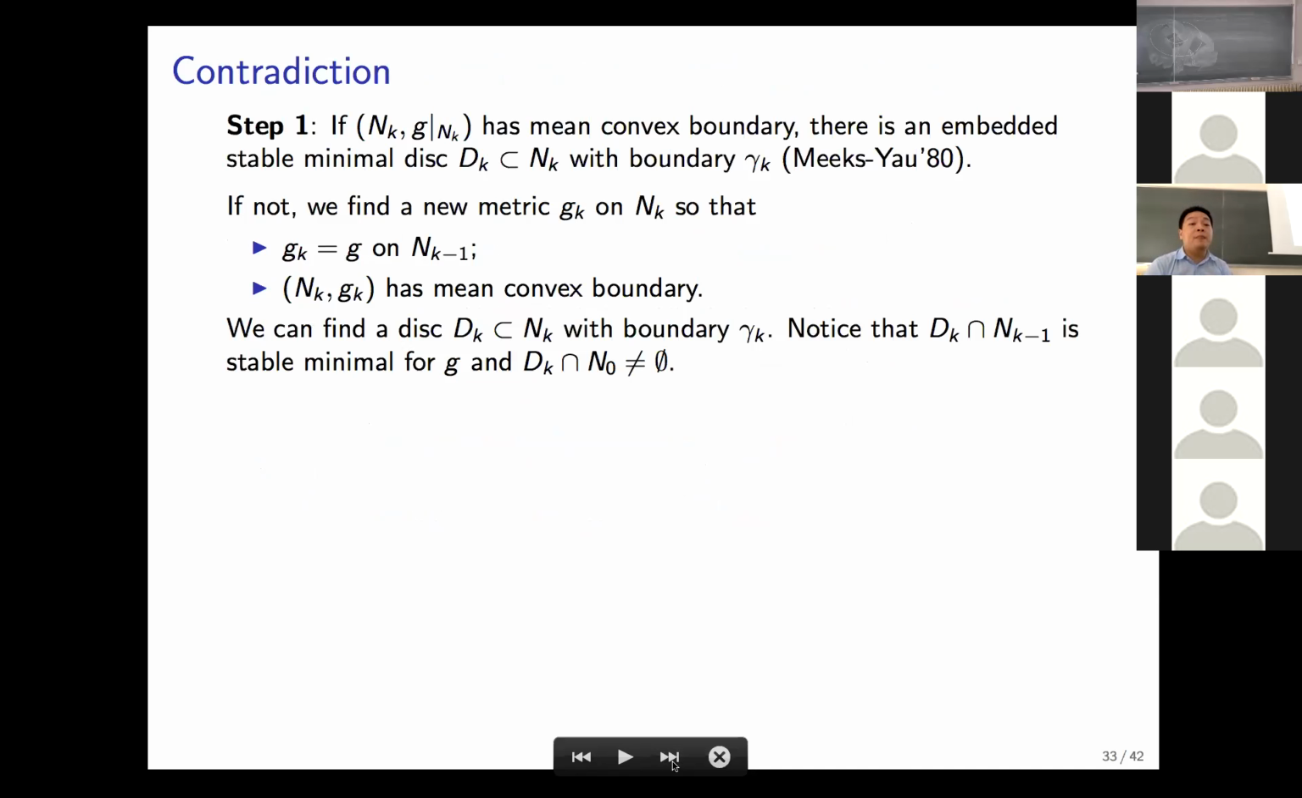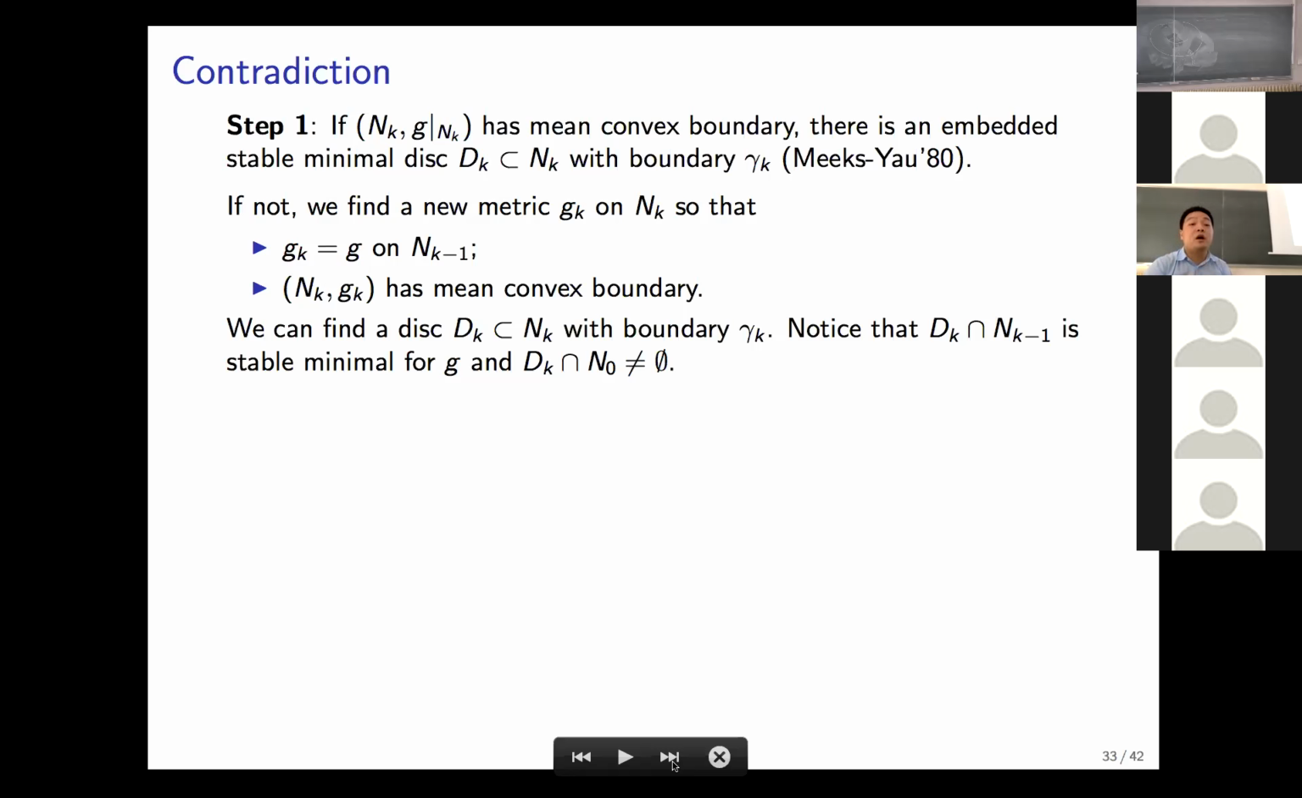If the metric g restricted to NK has a mean convex boundary, where mean convex boundary means the mean curvature of the boundary is non-negative, then we can find an embedded stable minimal disk DK in NK with boundary gamma K. This result is due to Meeks and Yau.